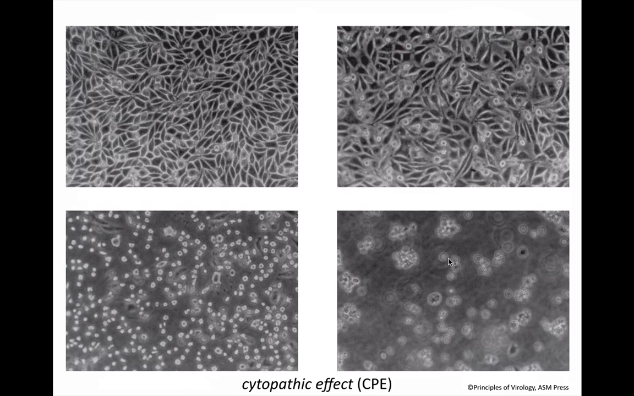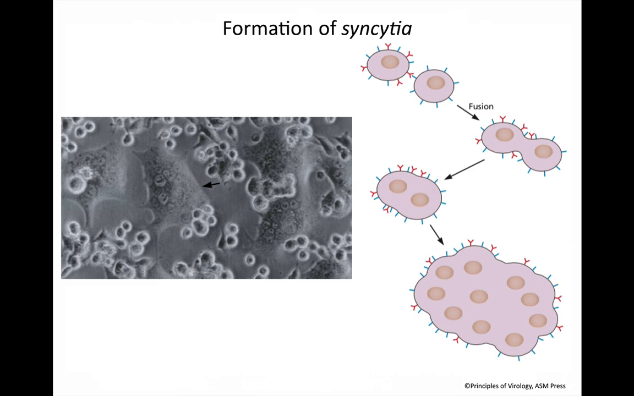And I'll be talking about this quite a bit throughout this course, so let's delve into this a little bit. CPE simply means the changes in a cell that you can see that are caused by virus infection. So the detachment and rounding up of cells that I just showed you is one example. Another example of CPE, or cytopathic effect, is shown here, and this is the formation of syncytia.